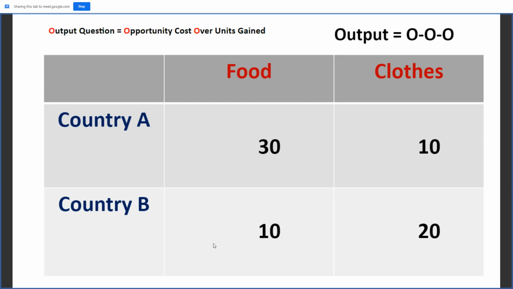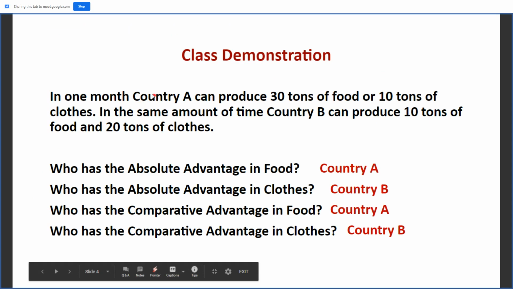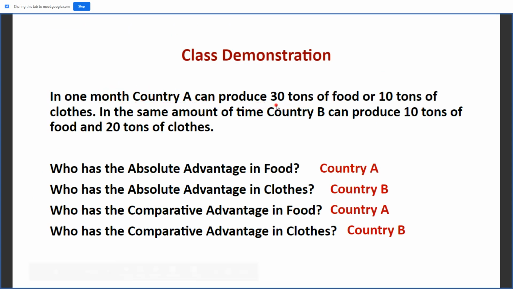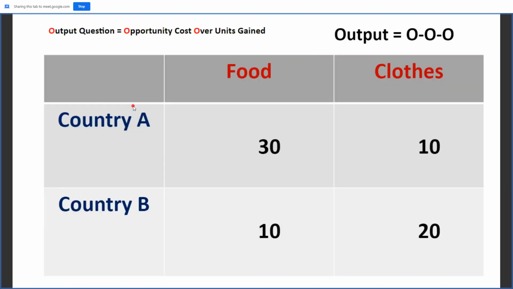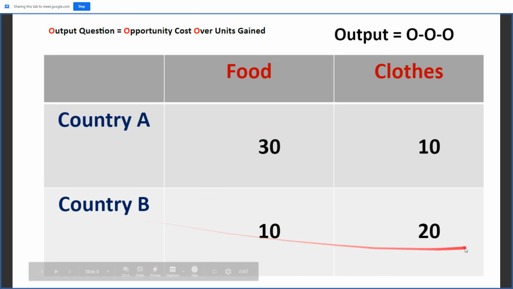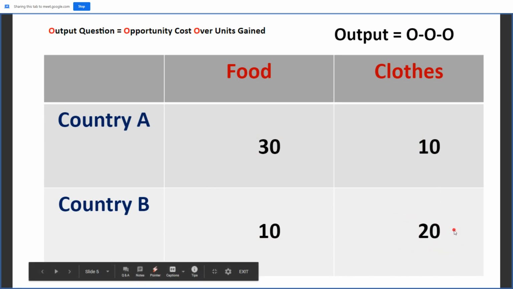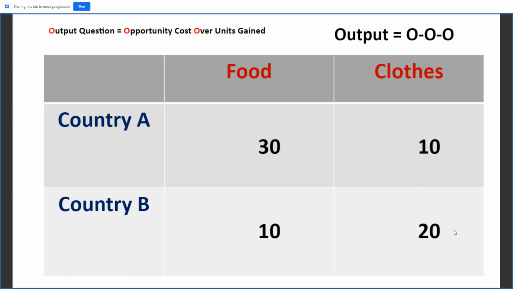So over here, if we drop this in a table, we can easily compare between the two, especially for absolute advantage. As we're talking about 1 month, they can produce, and produce indicates output, and the constant is the amount of time. So we know this is an output question. Country A can produce 30 tons of food. They have the absolute advantage in food production. Country B can produce 20 to country A's 10. There's our other absolute advantage. But to solve for our per unit opportunity cost, this table is way more effective.